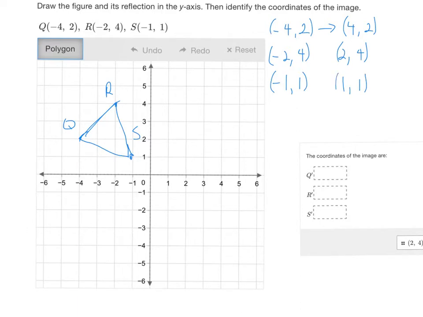So now when we go to graph this, 1, 1 is here. This would be S prime. 2, 4 would be here. That would be R prime. And the last one would be 4, 2, which would be Q prime. So there is the reflection across the y-axis. So Q prime, we said was 4, 2. S prime, we said is 1, 1. And R prime is 2, 4. Alright, that's the first one.